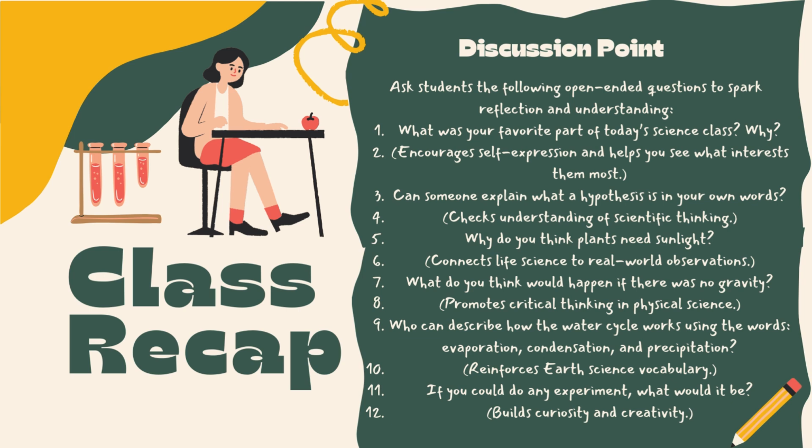4. What do you think would happen if there was no gravity? This promotes critical thinking in physical science. 5. Who can describe how the water cycle works using the words evaporation, condensation, and precipitation? This reinforces earth science vocabulary. 6. If you could do any experiment, what would it be? This builds curiosity and creativity.